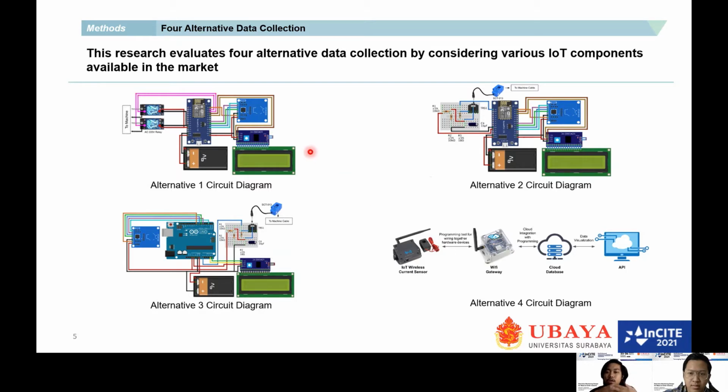The first alternative uses a relay as its main sensor and gives accurate data for machining time, while the second and third alternatives use an electromagnetic current sensor that is cheaper and has the same capability. The only differences are in the main microcontroller. The fourth alternative, on the other hand, also uses a current sensor, but the data are sent through the gateway and directly sent to the cloud to be processed, so it is more efficient and easier.